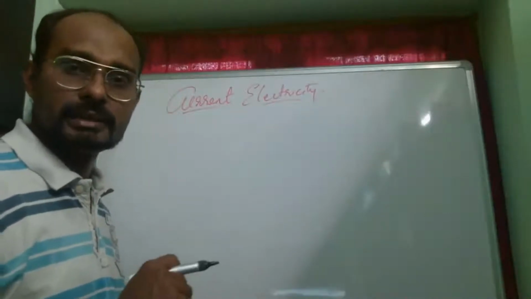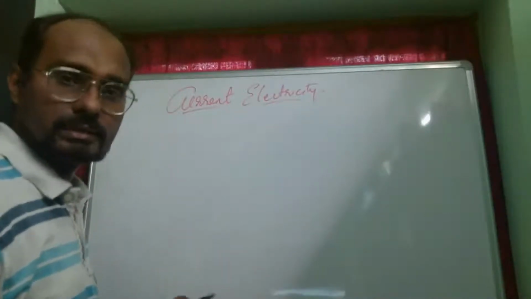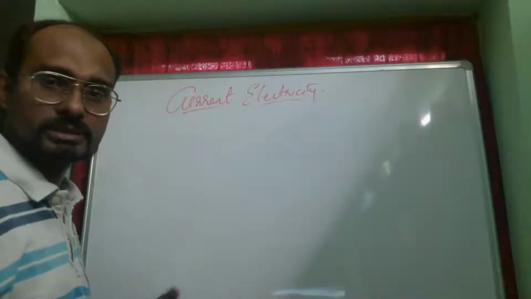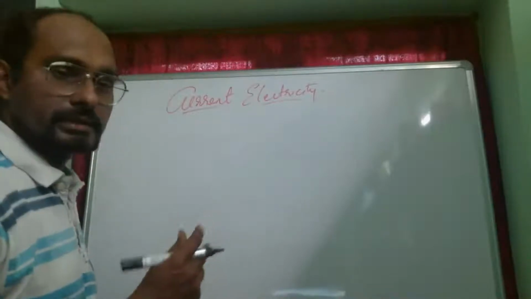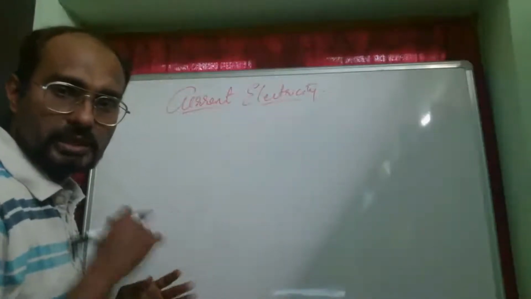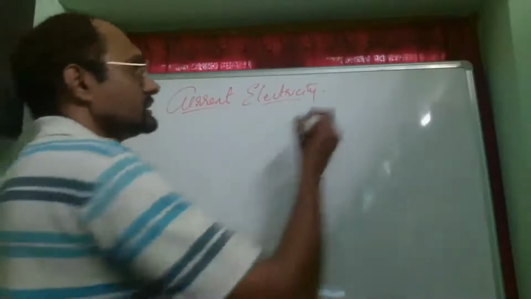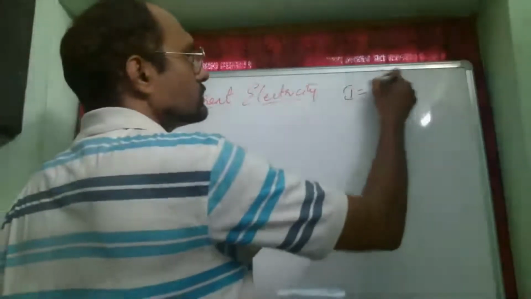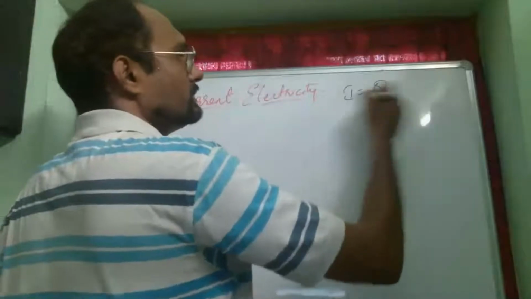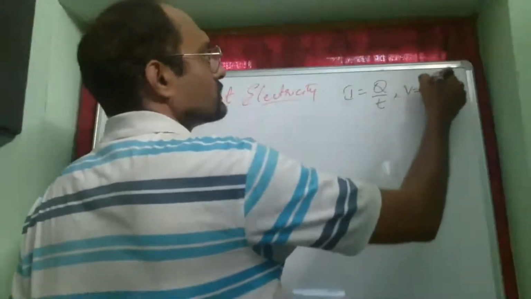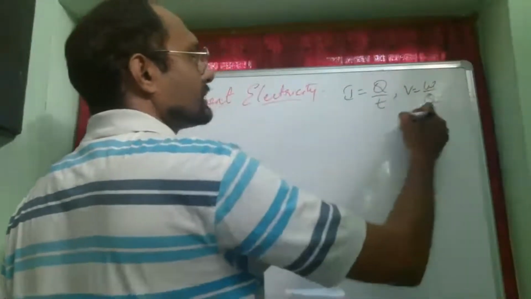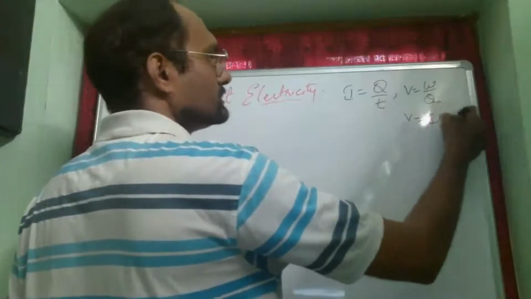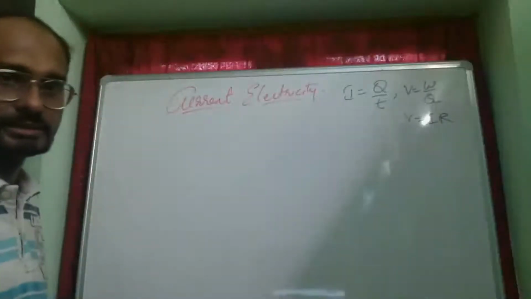So let us calculate how much work we are getting from this. Let us take some basic equations into consideration. I will consider I is equal to Q by T, V is equal to W by Q, and V is equal to IR. These three equations I will take into consideration.